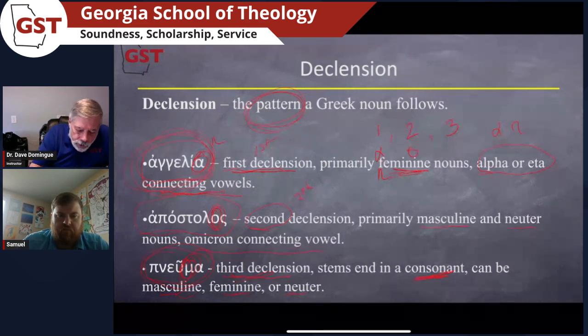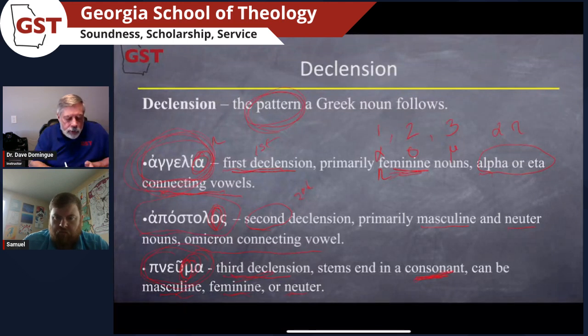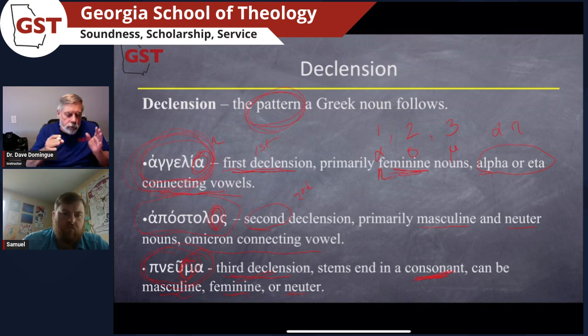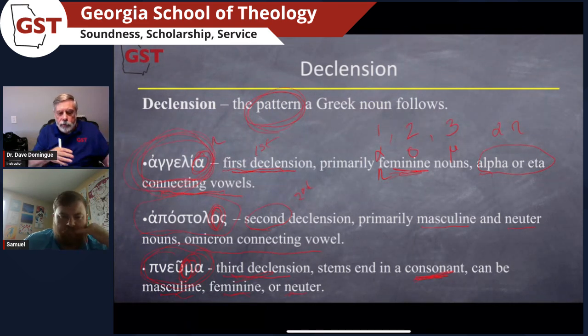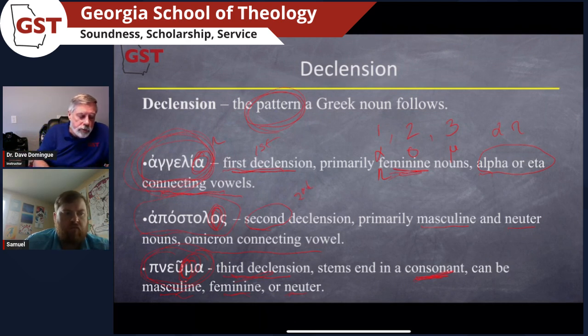In the third declension, it's going to be a consonant in the stem ending, and the case endings will have a certain pattern to it. Once you see that, it makes it a lot easier to recognize the word and the pattern, so you can very quickly think about nominative, genitive, dative, and accusative, singular or plural, masculine, feminine, or neuter. It makes it much easier to recognize that very quickly once you understand.